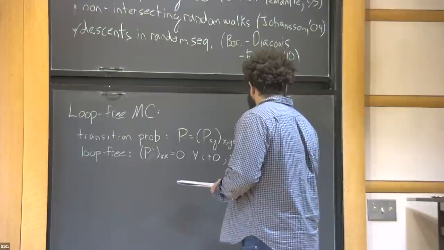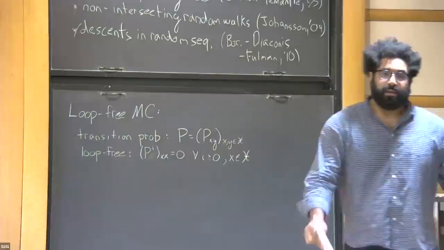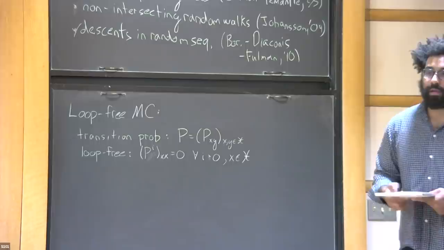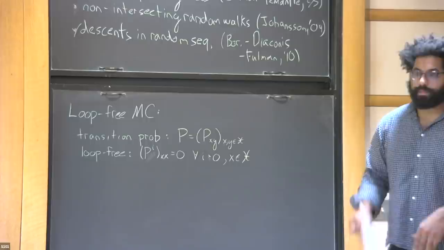So this is just saying that your Markov chain starts somewhere. There are no directed cycles in this. Yeah, exactly, you start somewhere. You never go back there with probability.